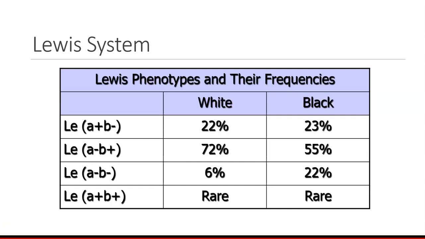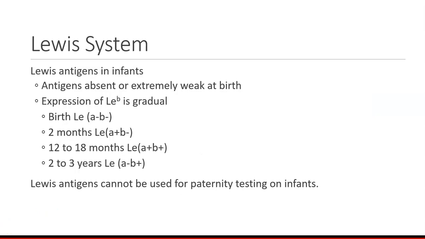Here are the Lewis phenotypes and their frequencies, and notice that there's a relatively big difference between the phenotypes for the white population versus the black population. And Lewis A-pos, B-pos is very, very rare. So the Lewis antigens are in your secretions, and they are inserted into the red cell. You're not born with Lewis antigens on your cells.